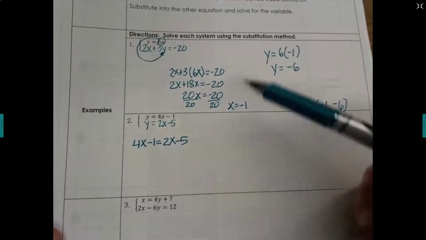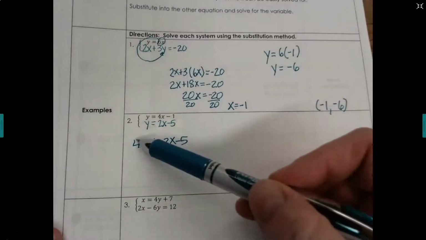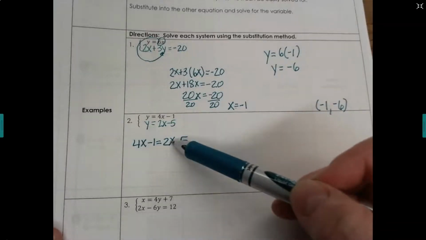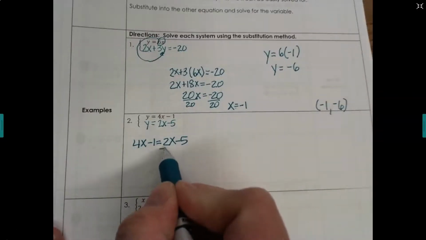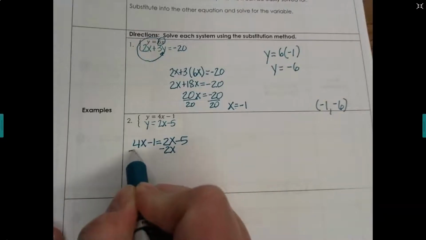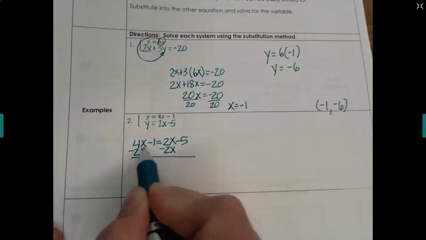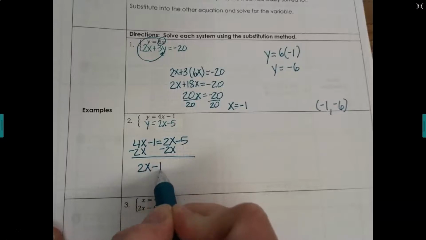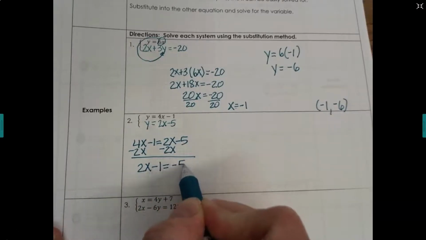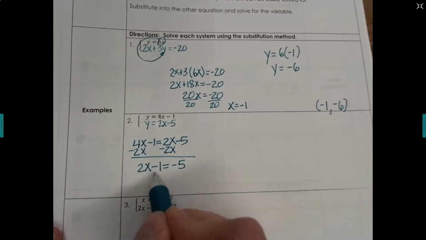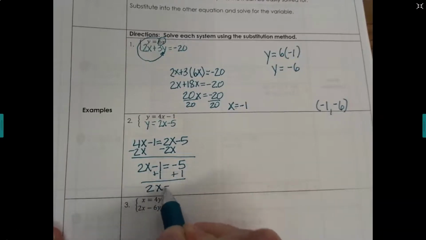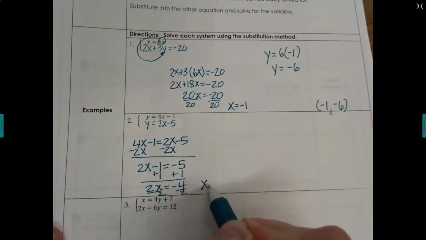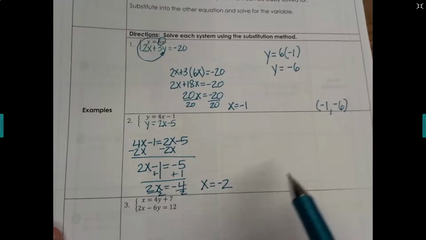Now we need to solve just like we did up here. Anytime you have the same variable on both sides, work to get it on the same side. I'm going to move the 2x to the left. So I'm going to subtract 2x from both sides. So I get 2x minus 1 equals negative 5. And then we keep solving. Plus 1. I get 2x equals negative 4. Divide by 2. And I get x equals negative 2.